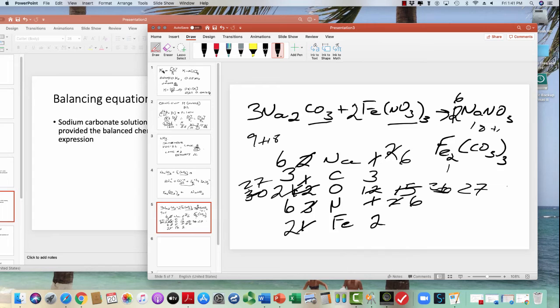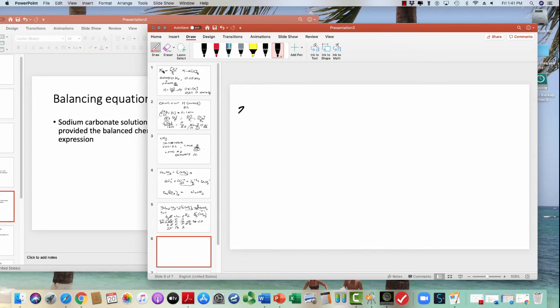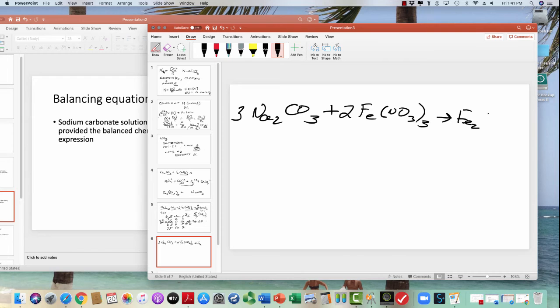Everything's balanced. So my right answer is going to be 3 Na2CO3 plus 2 Fe(NO3)3, and that's going to yield our iron compound, Fe2(CO3)3 plus 6 NaNO3. Now the equilibrium expression is our second answer.